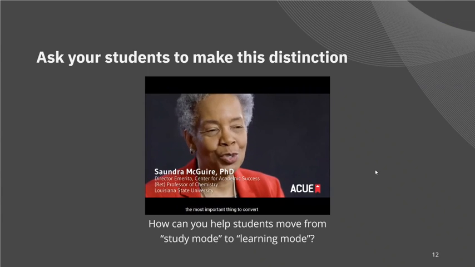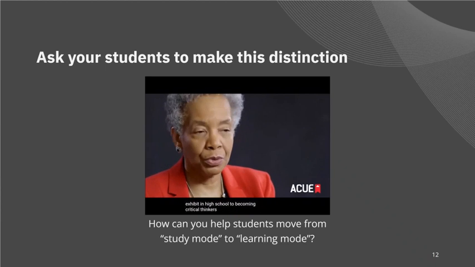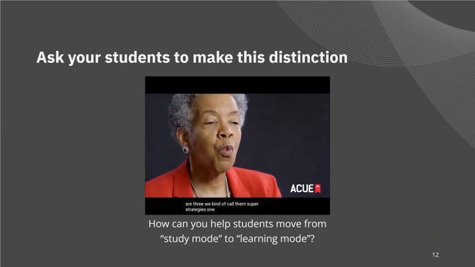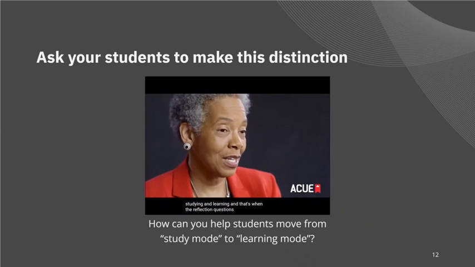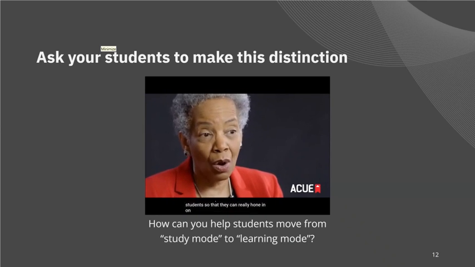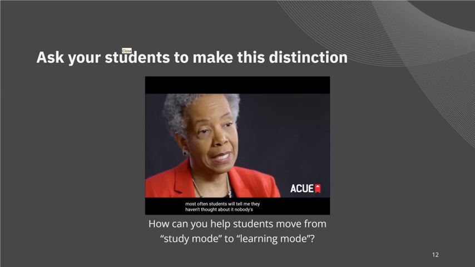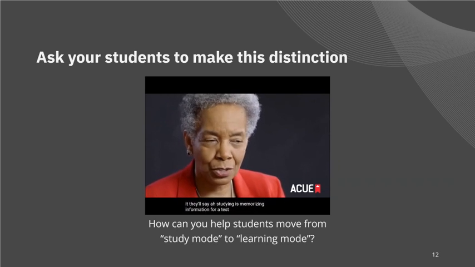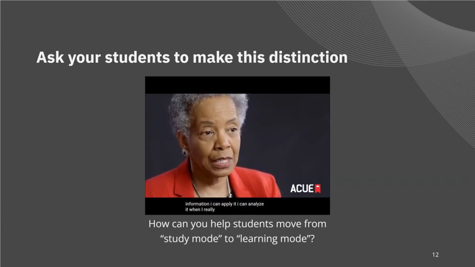The most important thing to convert a student from being a memorizer and regurgitator, the kind of behaviors they've exhibited in high school, to becoming critical thinkers: we found that there are three, we call them super strategies. One is helping students understand the difference between studying and learning. That's one of the reflection questions I'll ask students so that they can really hone in on the difference between what they have been doing and what they need to do. Most often students will tell me they haven't thought about it, nobody's asked them the question before, but when I pose it, they'll say studying is memorizing information for a test or a quiz, but learning is when I understand that information, I can apply it, I can analyze it, when I've really made it my own.